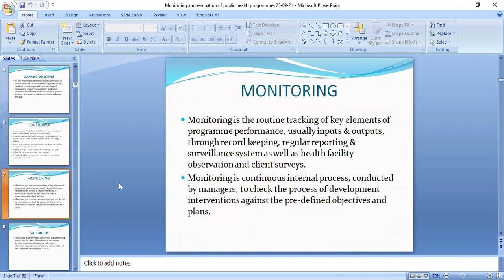Now, what is monitoring? Monitoring is the routine tracking of key elements of program performance, usually inputs and outputs, through record keeping, regular reporting and surveillance systems, as well as health facility observation and client surveys. Monitoring is a continuous internal process conducted by managers to check the progress of development interventions against the predefined objectives and plan.